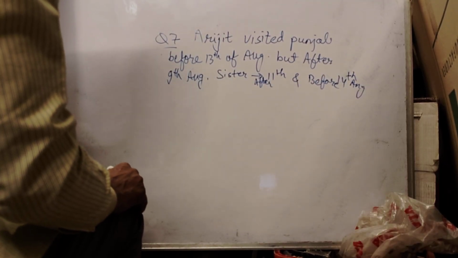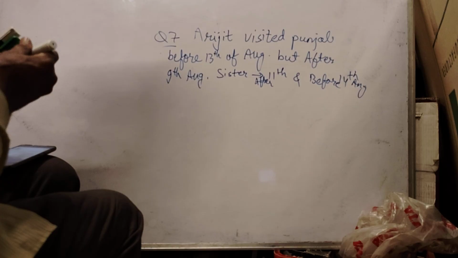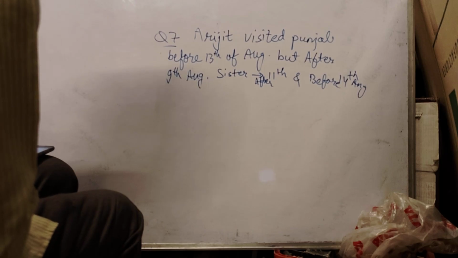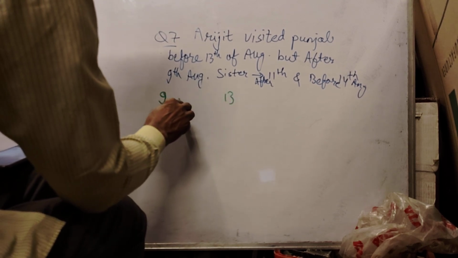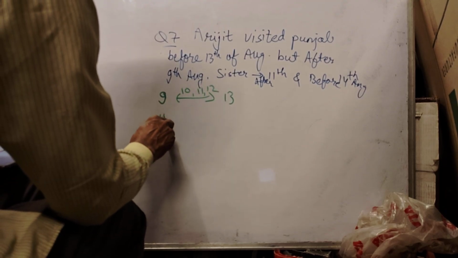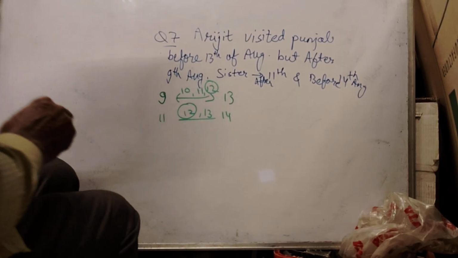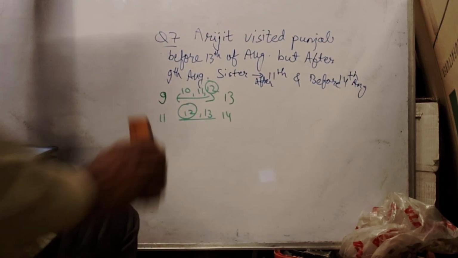So if you see, Arijit said after 9, before 13, but Trishika is saying after 11, but before 14. So between 11 and 13, the only date is 12. According to Arijit, the date may be 10, 11, 12, but according to the sister, the date may be 12 and 13. So common in both is 12. So 12th August is the correct answer. That is given in B option.